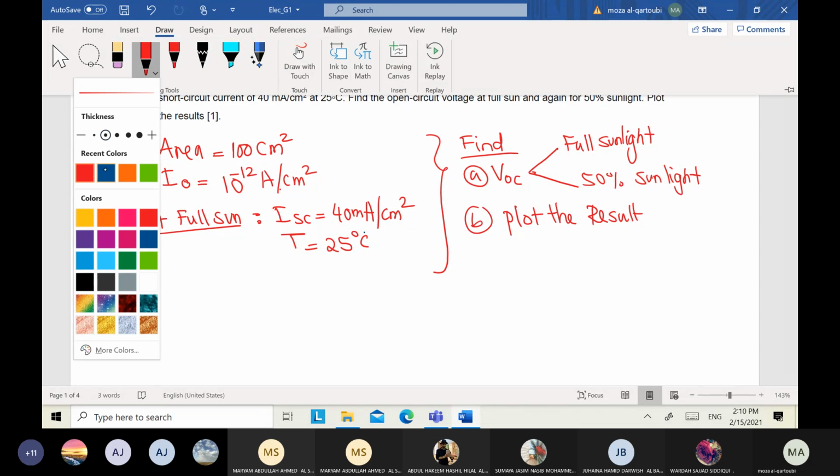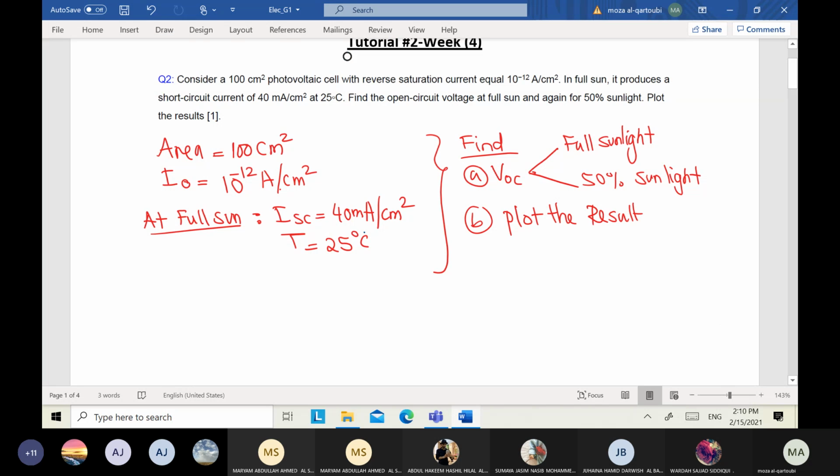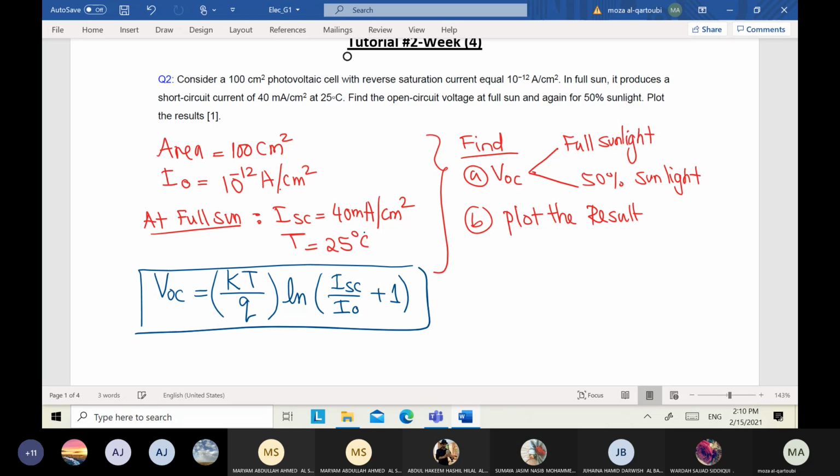We'll solve now, starting with the open circuit voltage. How to find open circuit voltage? We'll give the equation, which is standard for photovoltaic. V open circuit equals K times T over Q, times ln of I short circuit over I naught, plus 1. In the ideal case it will be I short circuit, otherwise it will be the current given in the question. So we are now using the ideal case because I short circuit is given in the question.